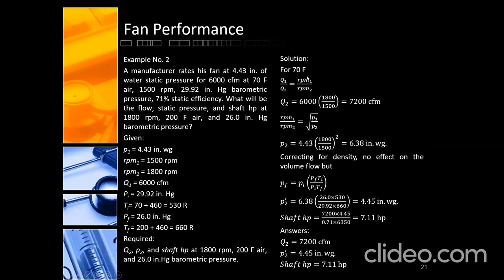So, for 70 degrees Fahrenheit, yung RPM mo nang ipalitan mo. So, nagpalit yung RPM, so mag-iiba yung flow. Q1 over Q2 is equal to RPM 1 over RPM 2. Q2 is 6,000 times 1,800 over 1,500 is 7,200 CFM at 70 Fahrenheit and 1,800 RPM.